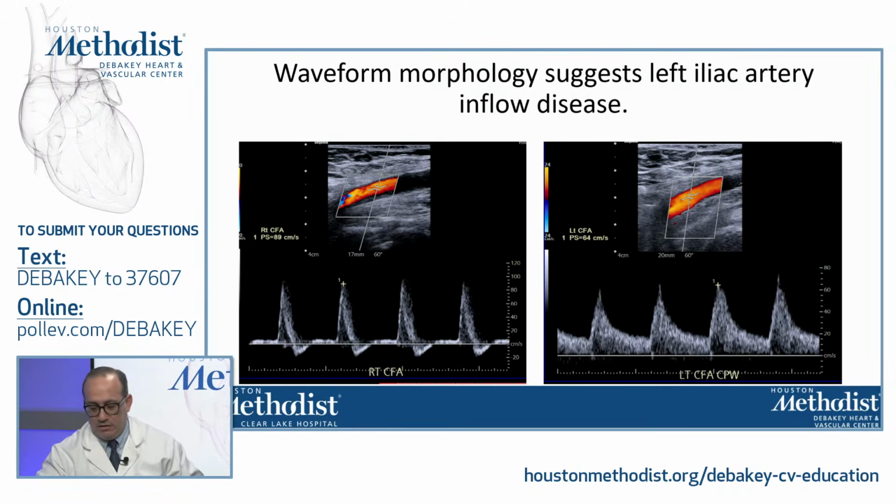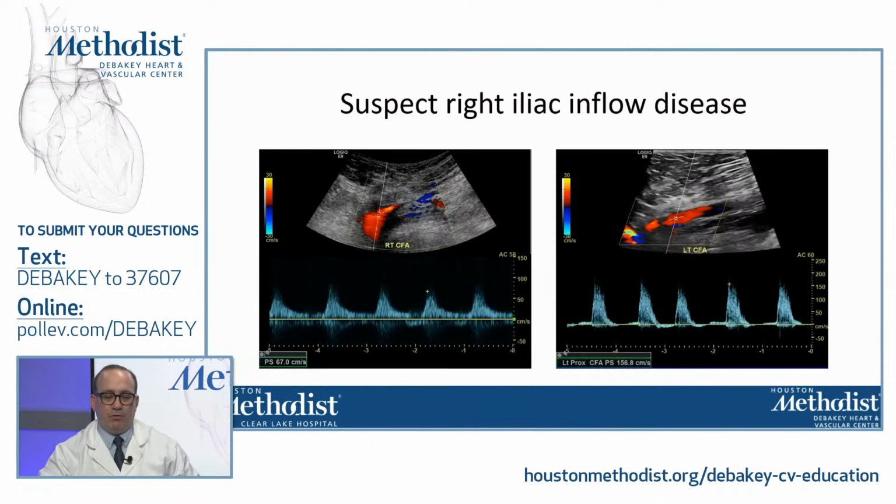A lot of times we tend to see this when you have collaterals and there's a more proximal occlusion. Again, right side, monophasic, low resistance. Left side, it's almost a biphasic, a little disturbance. You know that there's some adjacent disease here.